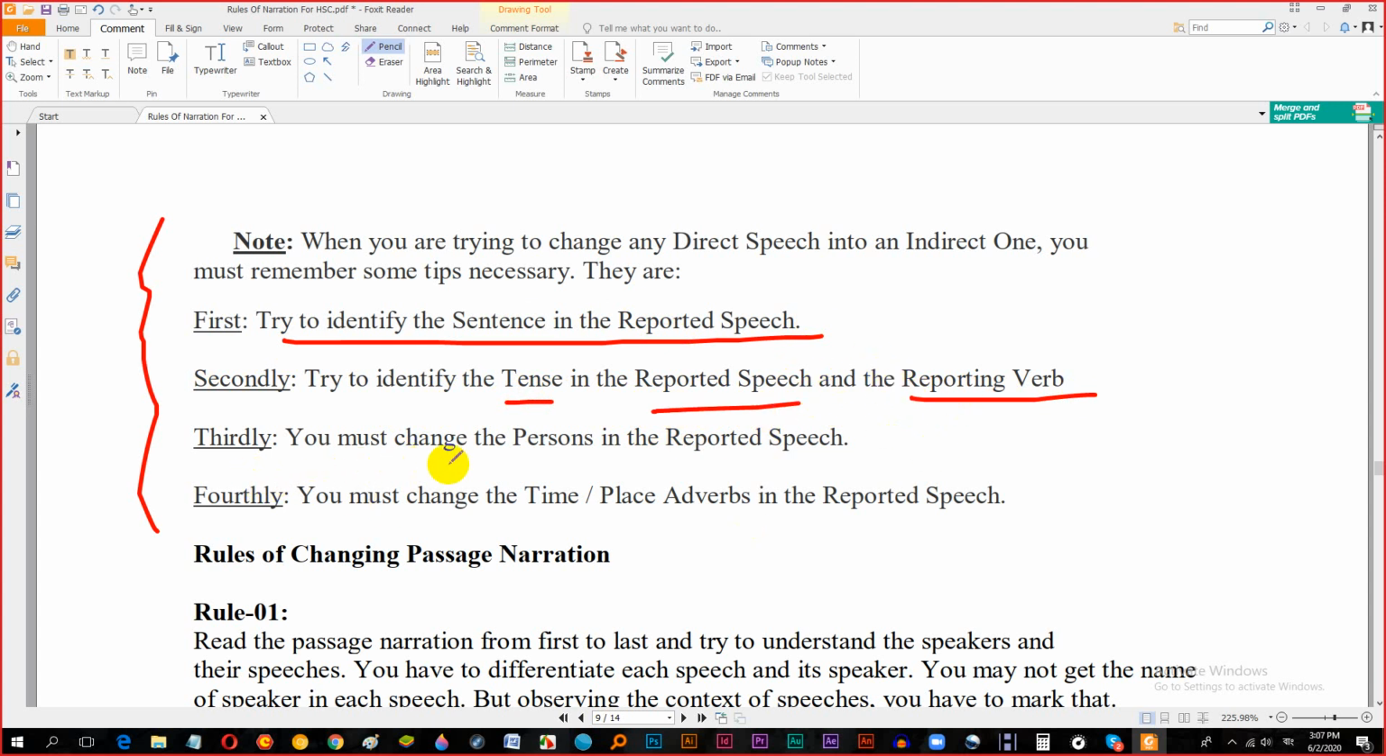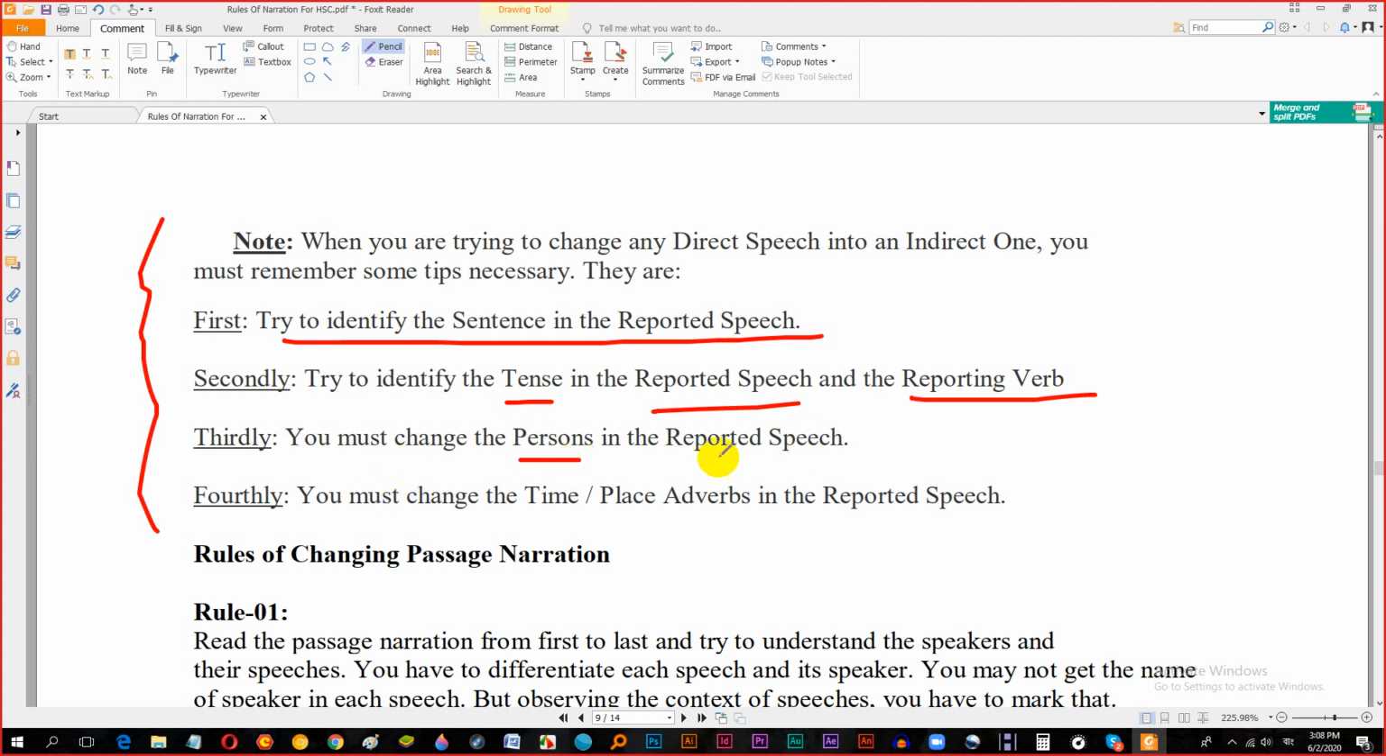Then thirdly, you must change the persons in reported speech. It's important. I told you to use your common sense here when you're changing the persons. For example, sometimes first person is changing in which person, or third person remains unchanged. So how is second person changing, or is it changing or not?